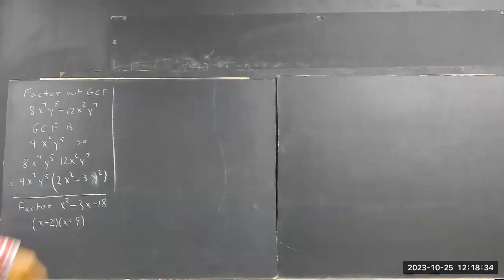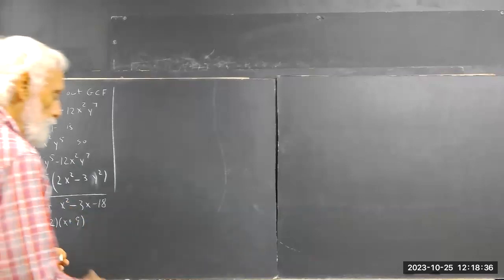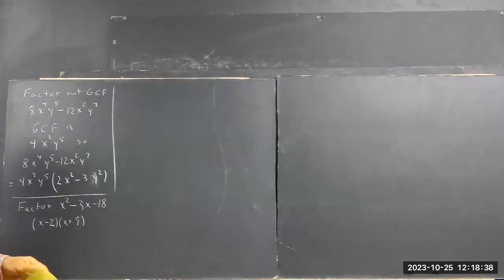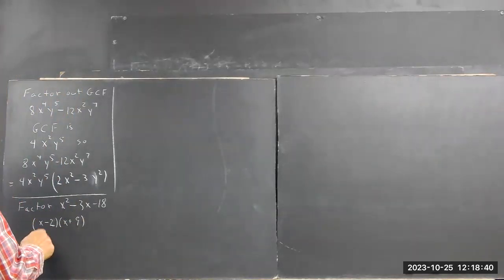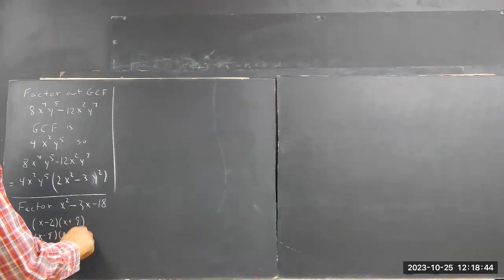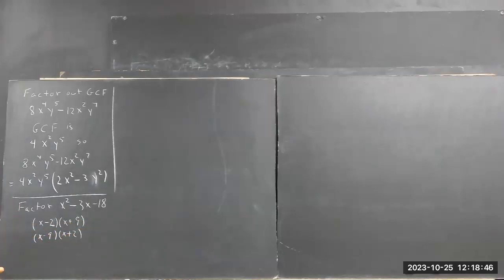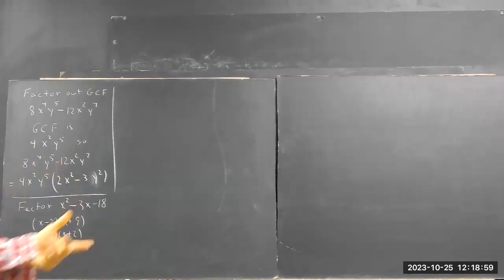Matter of fact, we have to have a negative here, so it would have been more reasonable to try x minus 9 times x plus 2, because then I'd know that I'm getting a bigger negative than a positive. Still, that's not going to give me negative 3x. I'm going to have negative 9x and 2x. That's going to give me negative 7x instead of negative 3x.